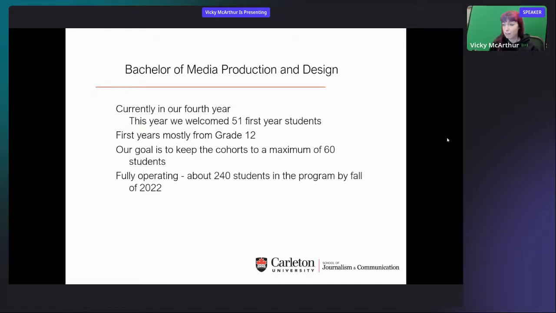Now that we're fully operating, we have about 240 students by the fall of 2022. So by the time you join us, all 4 years of the program will be very full. Now, when I said that that first group that joined us in 2018, some of them are graduating, it's because a few of them added an extra year to the degree by going off and doing co-op opportunities. So if co-op is something that you have questions about and you want to learn more about, I have some sections about that in the presentation and can also answer some questions about that as we go on.